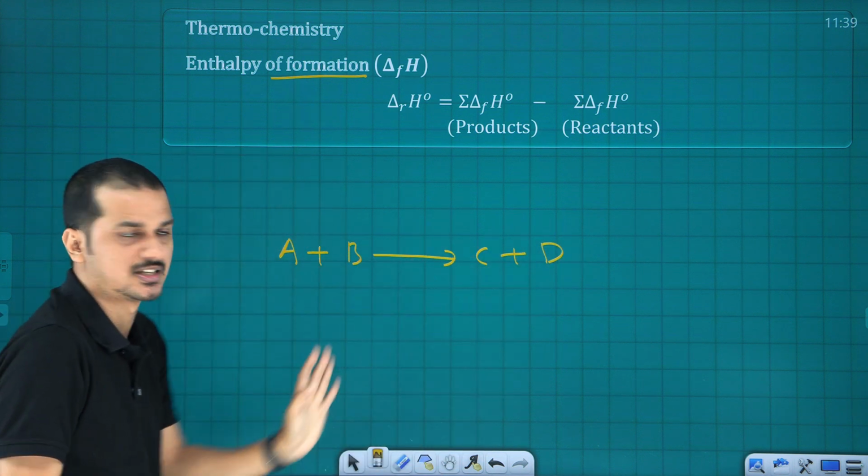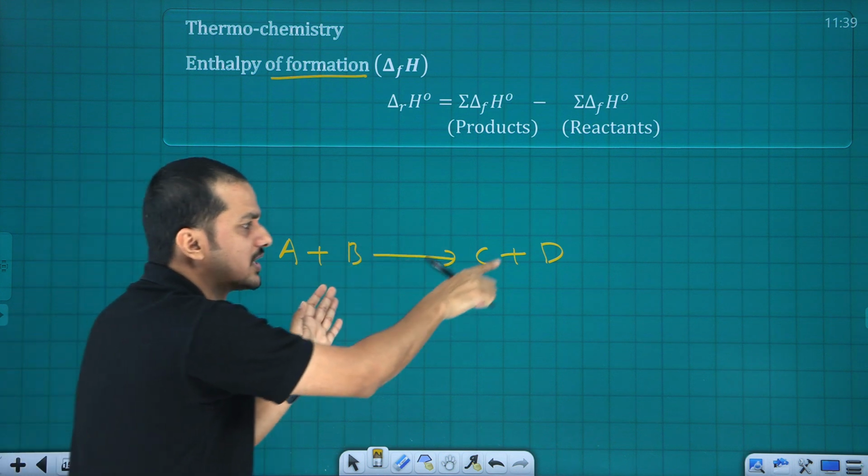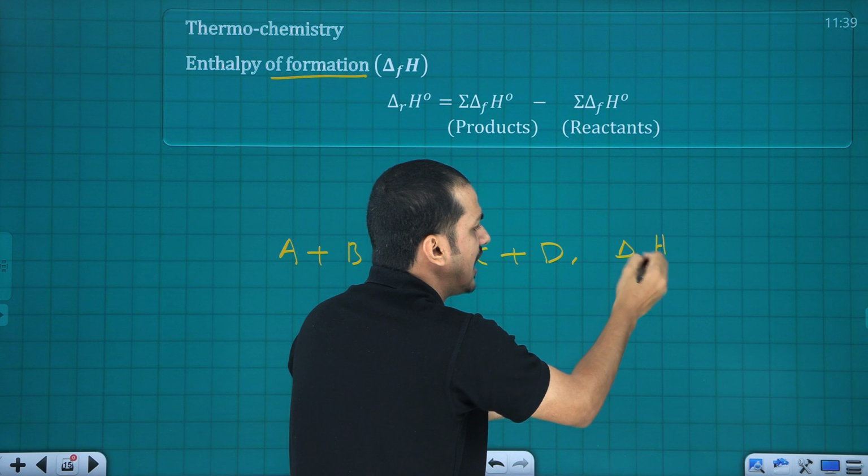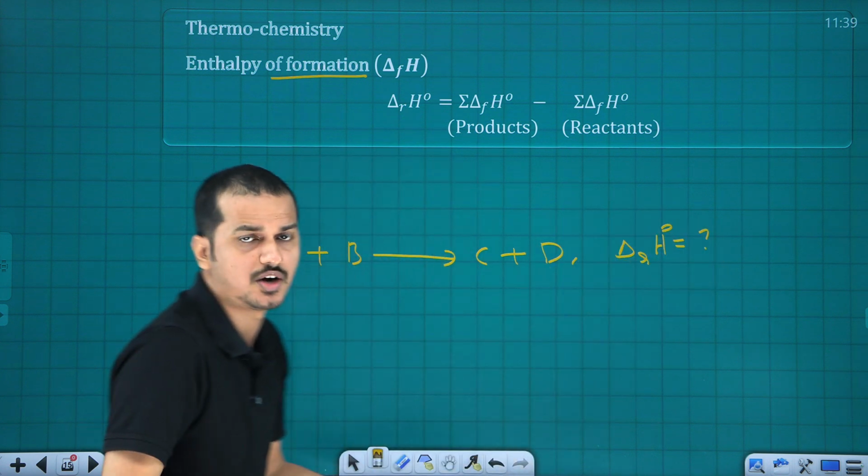A plus B gives C plus D. This is one compound, this another compound, this another compound, this another compound. We don't know what reaction it is. And if they are asking you to find out its enthalpy of reaction, what do you have to do?